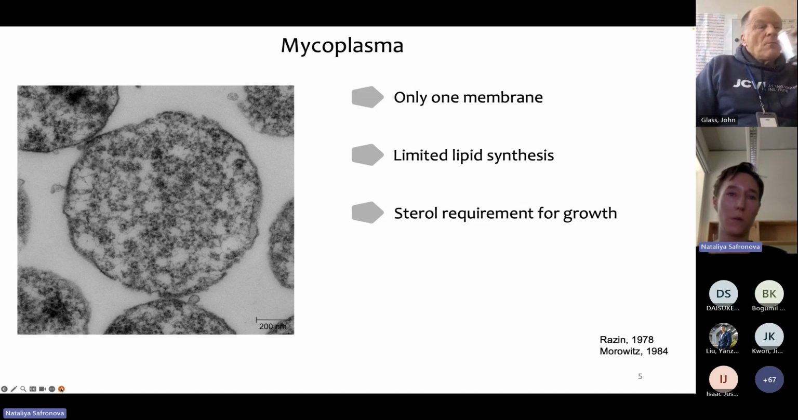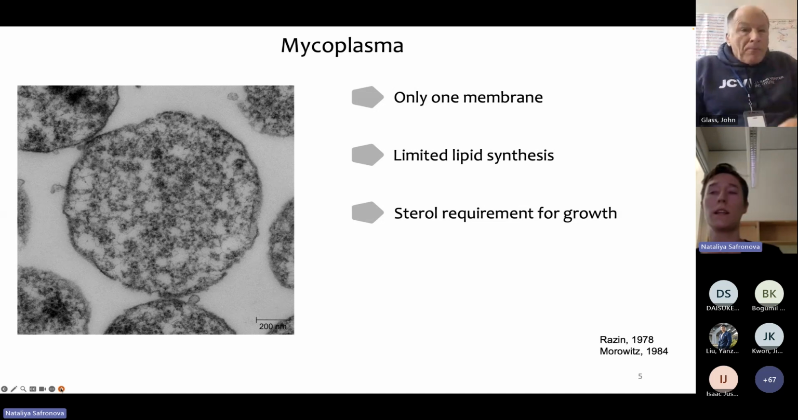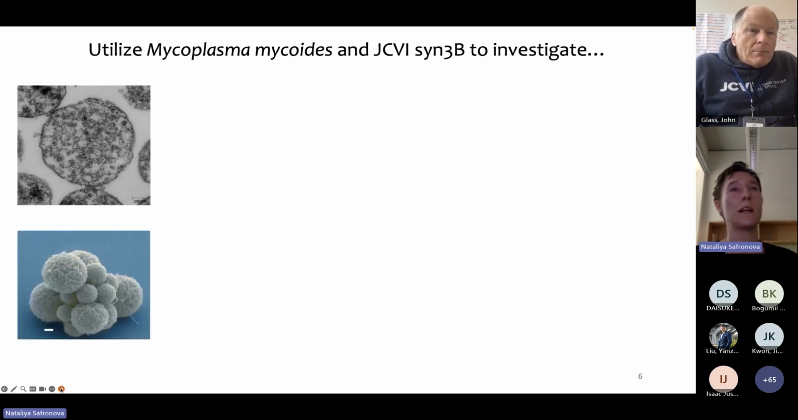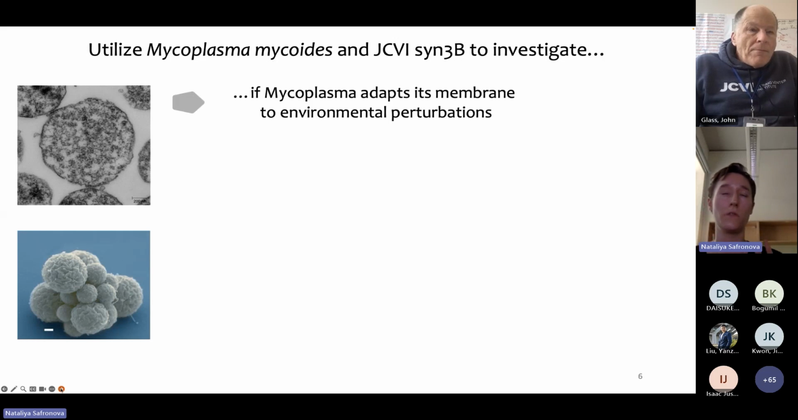Thus, we also think that in the long term, mycoplasmas can work as simple membrane models for very complicated, intricate mammalian plasma membranes. So essentially, for my project, we utilized Mycoplasma mycoides and Syn to investigate if mycoplasma adapts its membranes to environmental perturbations.